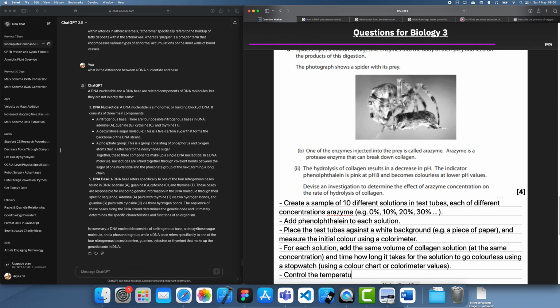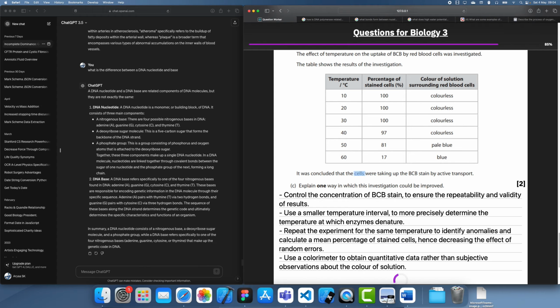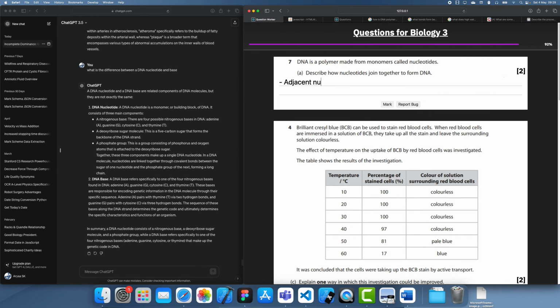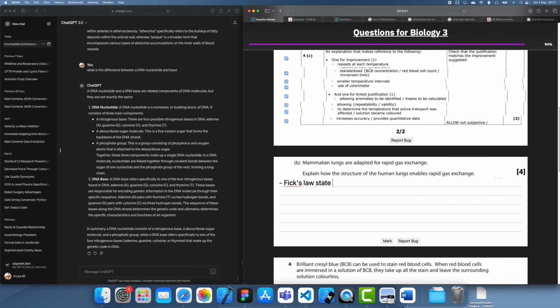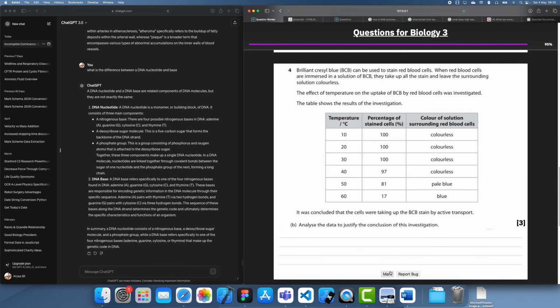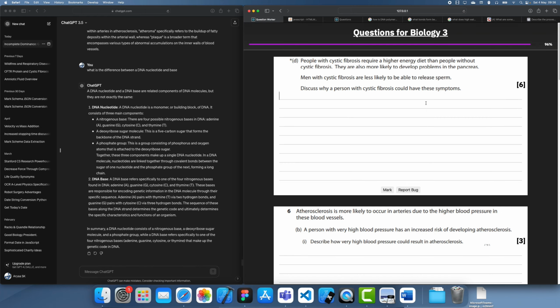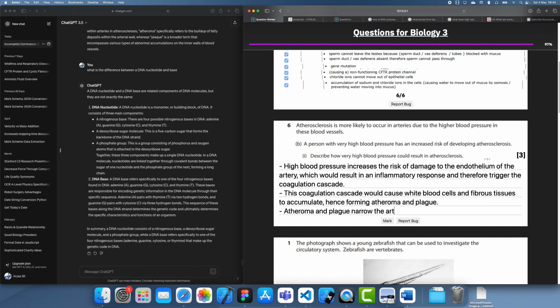Another thing with these experimental questions: there are usually marks for a control, usually marks for repeats, and almost always marks for some kind of explanation. Oh no, 1 mark is always for using a large sample. And yeah, so here I am, completed that.